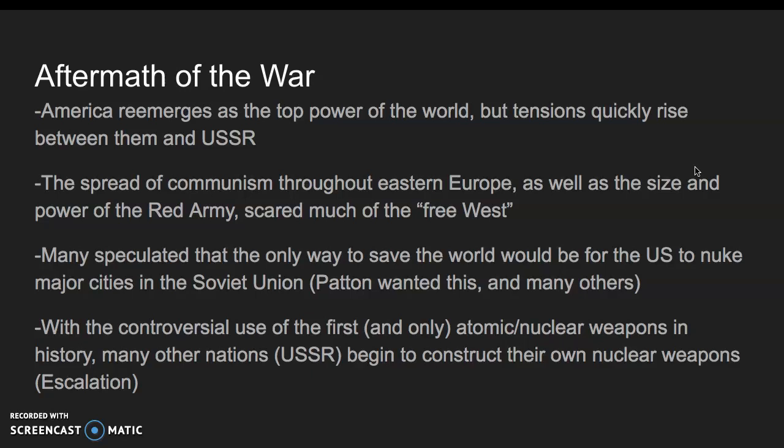With the controversial use of the first and only atomic nuclear weapons in history, many other nations, including the USSR, begin to construct their own nuclear weapons, and we call this nuclear escalation.